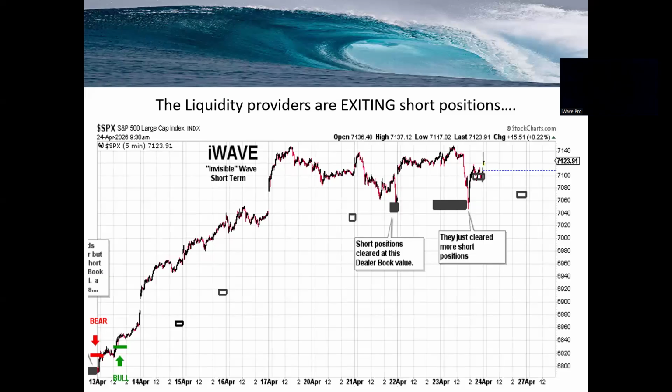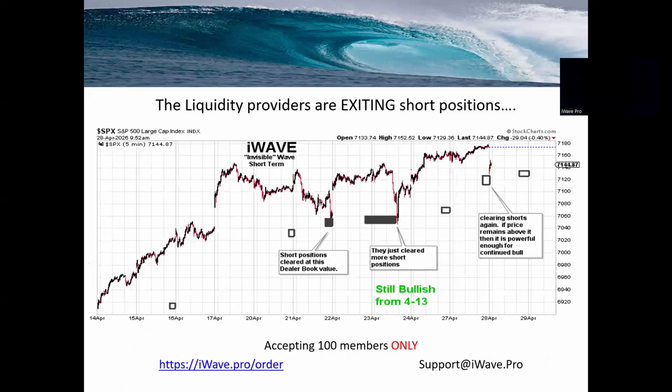It gets a little more tricky on how I explain it to my members. But I said they're releasing short positions constantly here today. And this was April 23rd. I said this market's still going up. And look what happened. That was April 23rd. There's the bottoming. The market went up for two more days right in there. And then they came down and hit a dealer book value again.